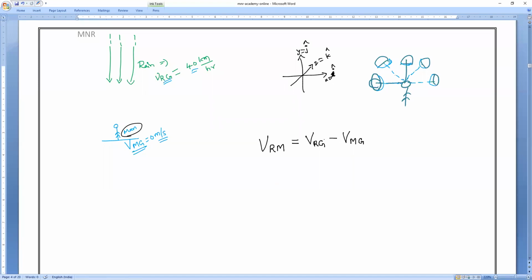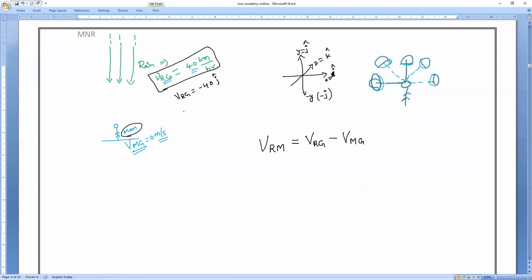Velocity of the rain with respect to ground. How much is it? 40 kilometers per hour. But you are missing something, Pradosh. Direction. It is minus 40. Minus y means minus j. So the velocity of the rain with respect to ground equals minus 40 j cap. Is it clear?